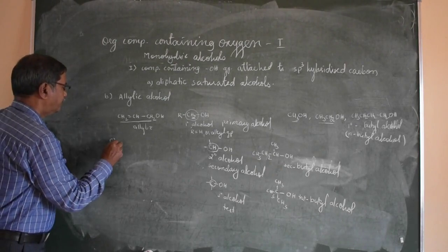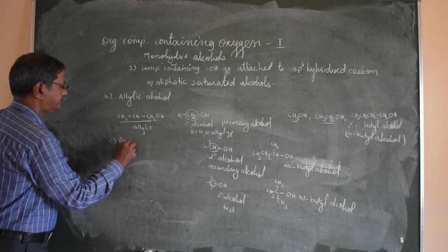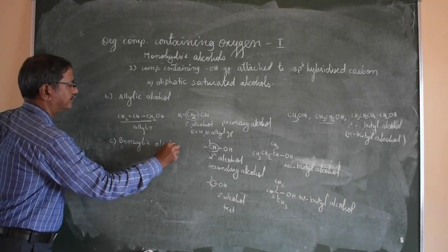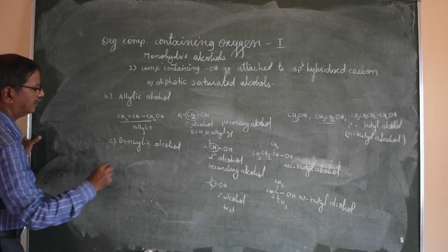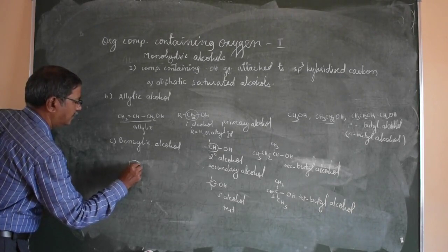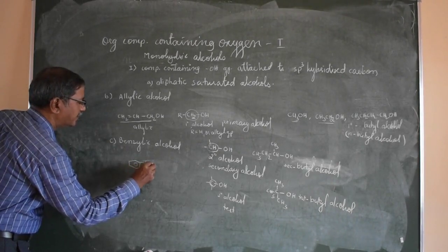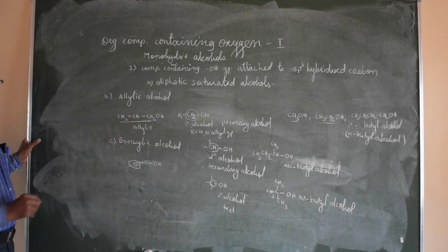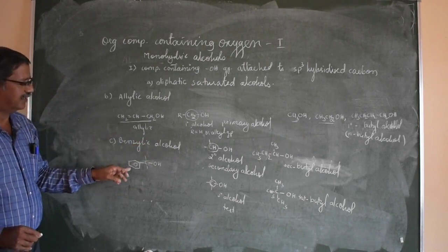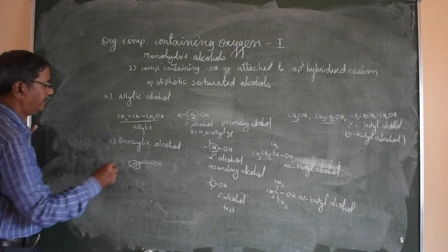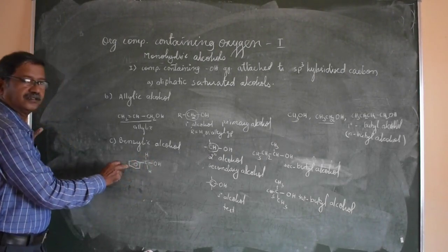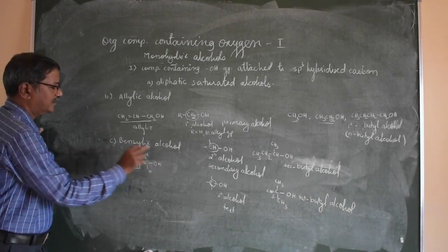Then it is benzylic alcohol. In benzylic alcohol, the functional group is attached to the carbon next to the benzene ring. So this is benzylic alcohol. Here it may be attached to 2 hydrogen atoms. So benzene ring, CH2, OH.